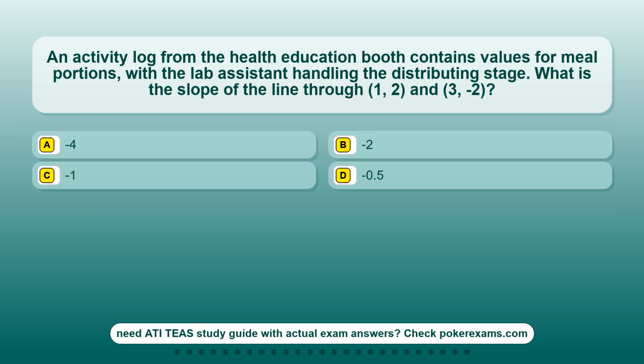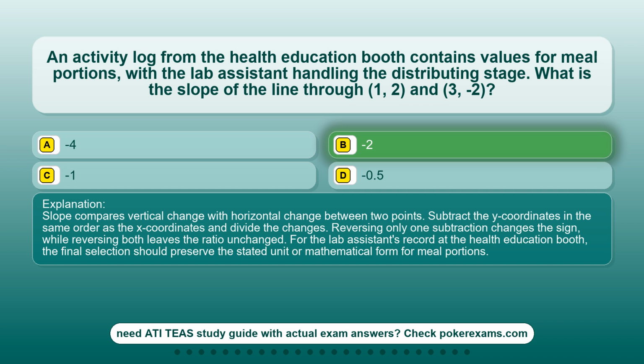An activity log from the health education booth contains values for meal portions, with the lab assistant handling the distributing stage. What is the slope of the line through (1, 2) and (3, -2)? Option A, -4. Option B, -2. Option C, -1. Option D, -0.5. The correct answer is option B, -2.